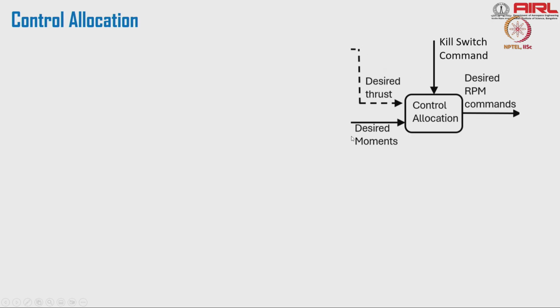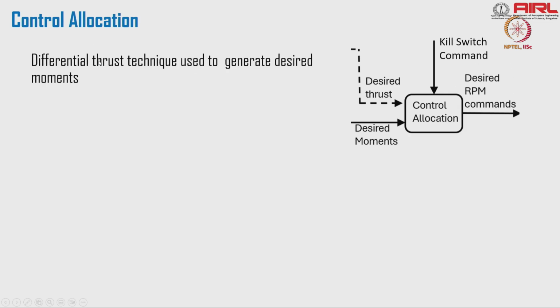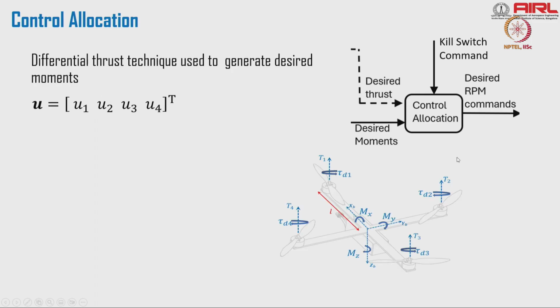Then you have a desired thrust and desired moments coming from your attitude controller, and that's passed to your control allocation to produce desired RPM commands. Differential thrust techniques are used to generate the desired moments, right? What our flight controller does, we are going to see in the next lecture. The flight controller will produce U1, U2, U3, U4, basically desired pitch, roll, yaw moments and desired thrust, right?